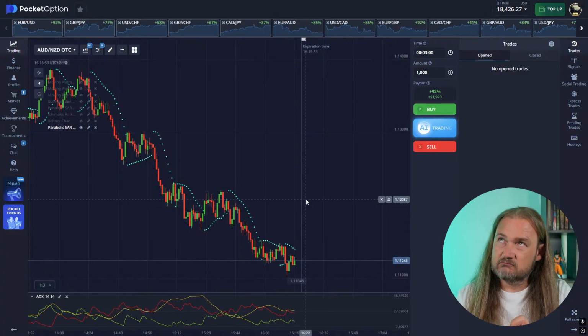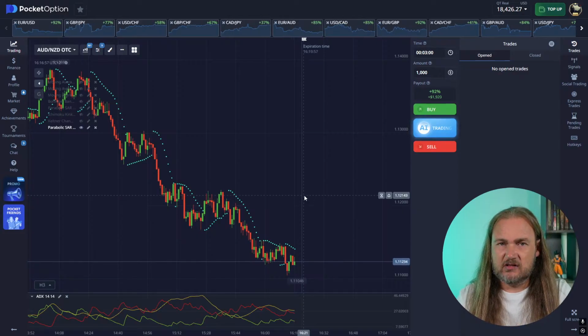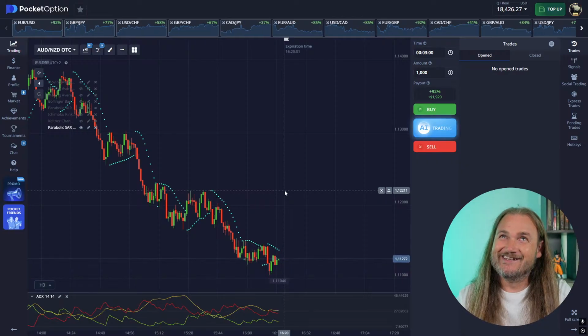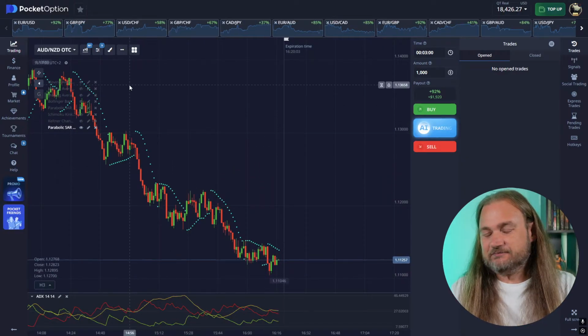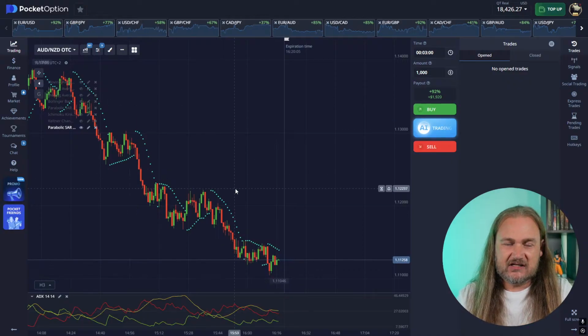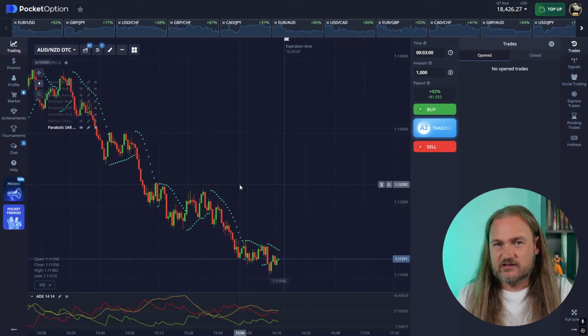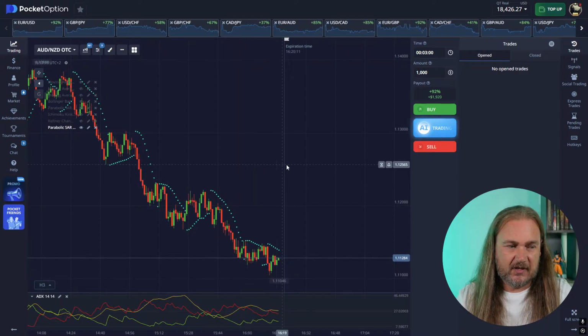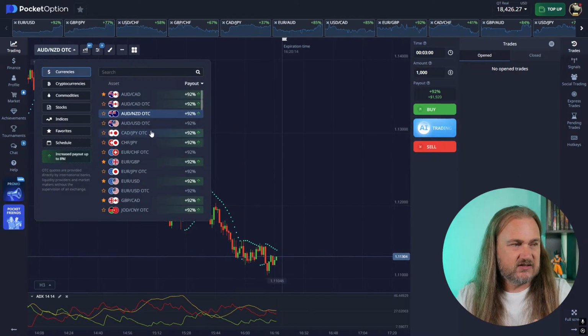I want to say more in real time than the parabolic would, but that doesn't sound right in my head. But yeah, the ADX will show you much closer to real time. It gives you signals much closer to real time than the parabolic would, because the parabolic is such a lagging indicator.